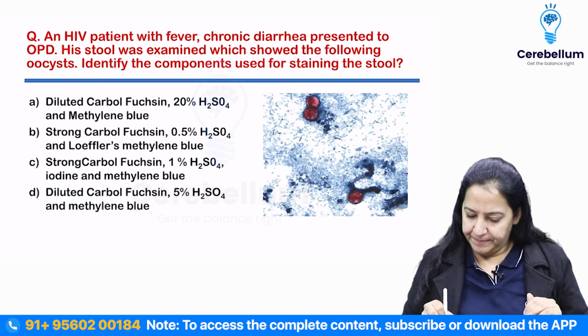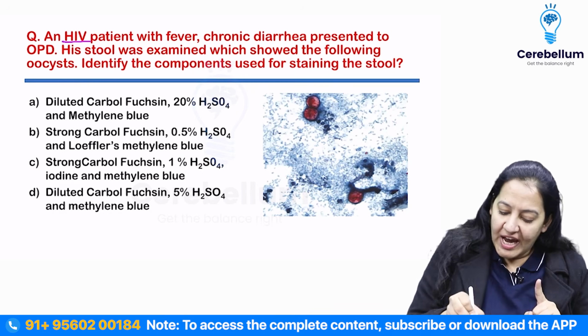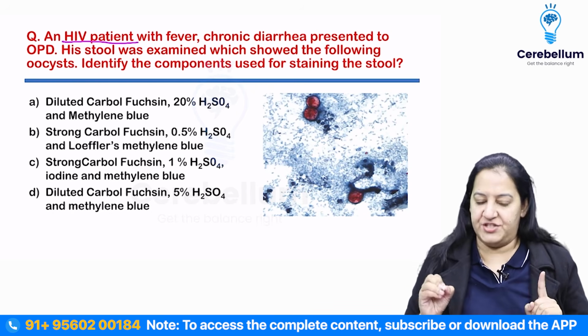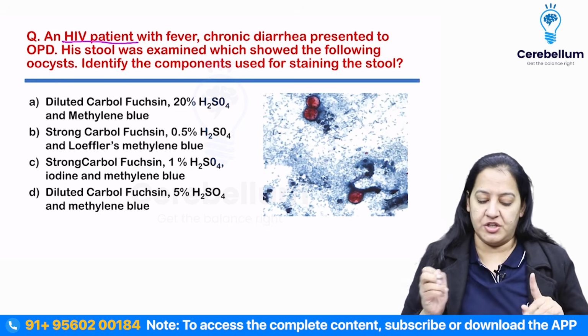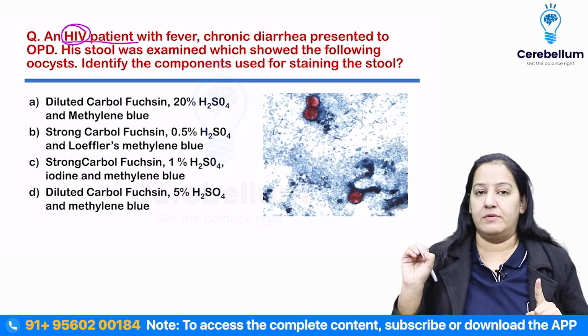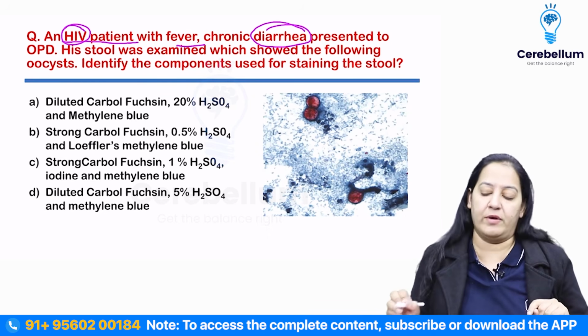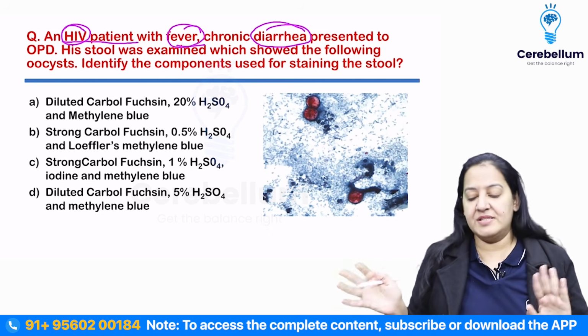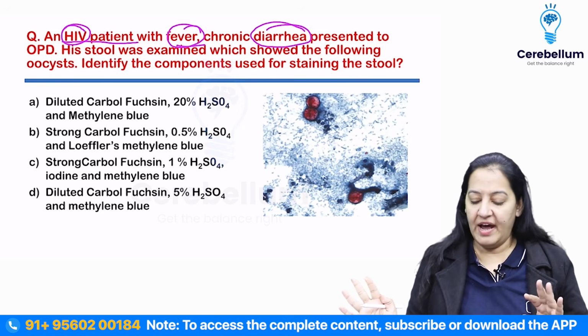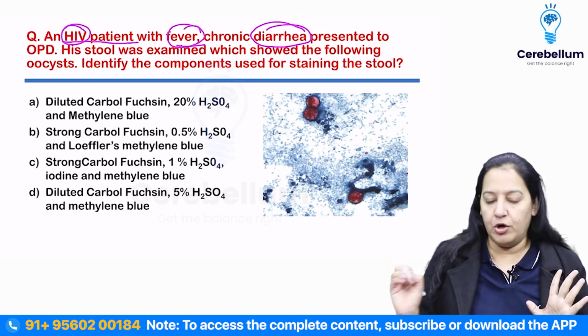Now the next question is in front of you. Let me read it. The patient is HIV positive. Pick up the clues from the question. The patient presents with fever and chronic diarrhea. Diarrhea is another clue. Fever and diarrhea, so the patient is having some GIT infection, and presented to the OPD.